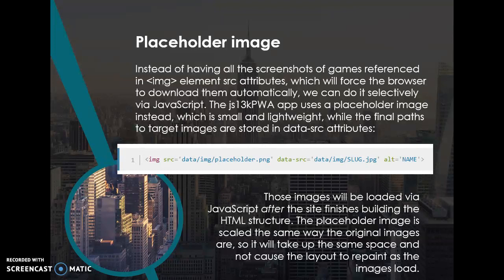Placeholder image. Instead of having all the screenshots as IMG elements with SRC attributes, which will force the browser to download them automatically, we can do it selectively via JavaScript. An example of the GS13KPWA app uses a placeholder image instead, which is small and lightweight, while the final paths to target images are stored in data-src attributes. So we have here the image and where the placeholder is, and the data-src as we were explaining.